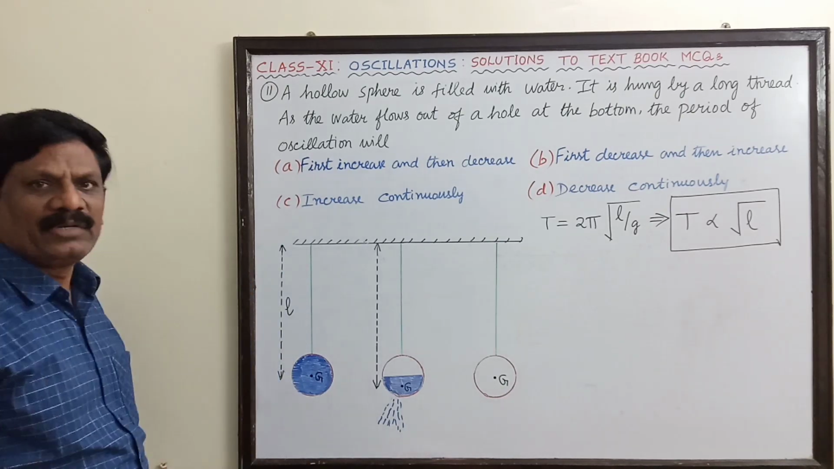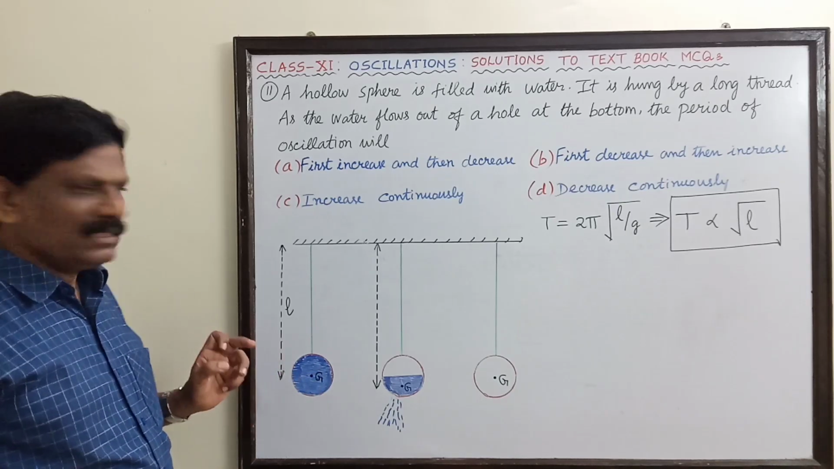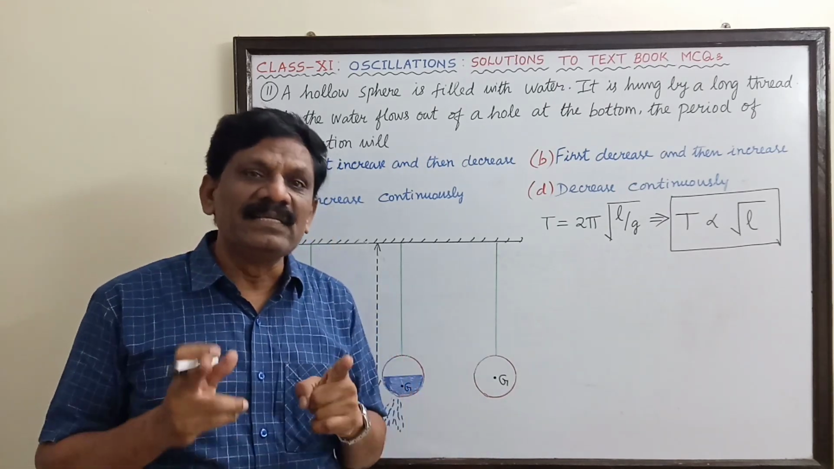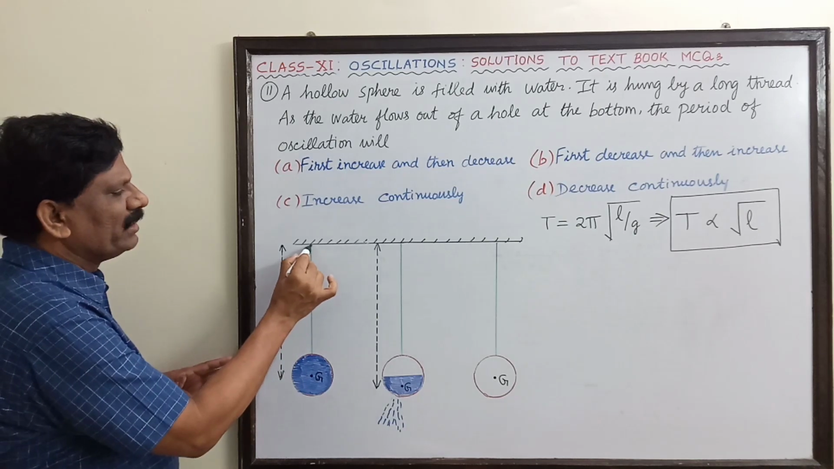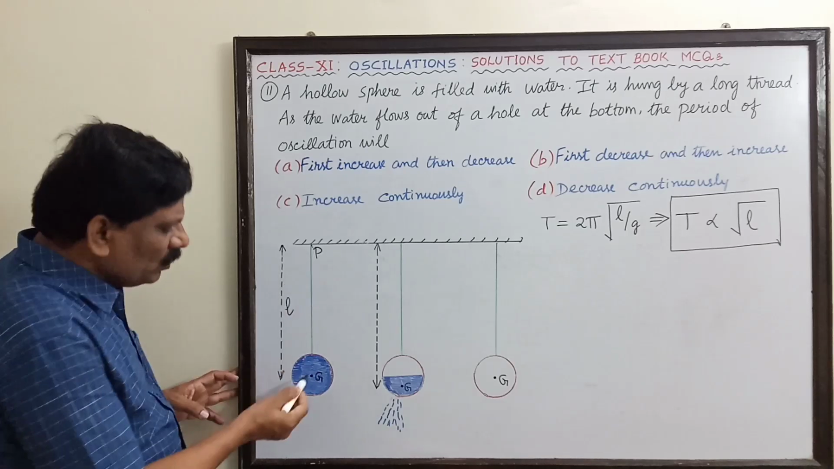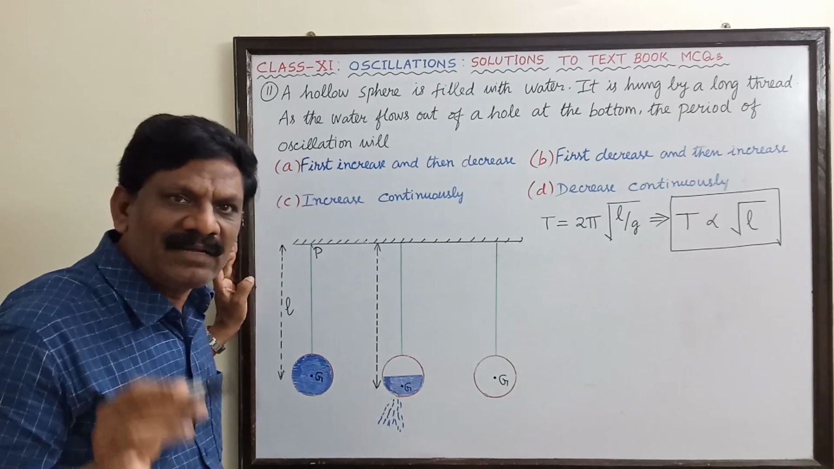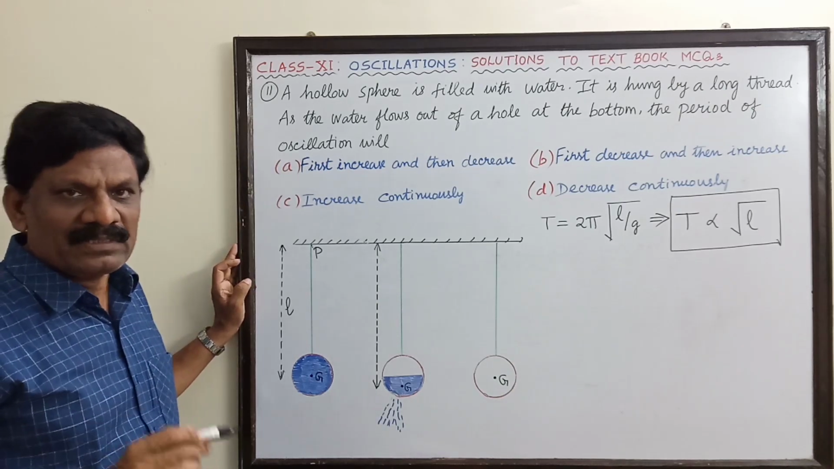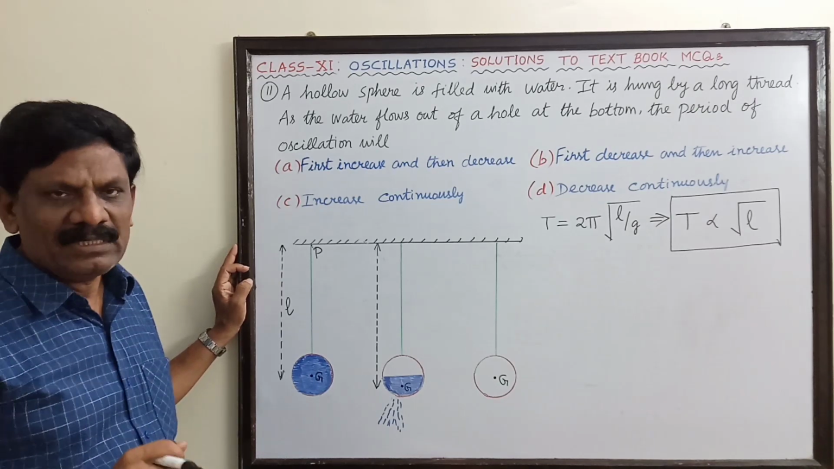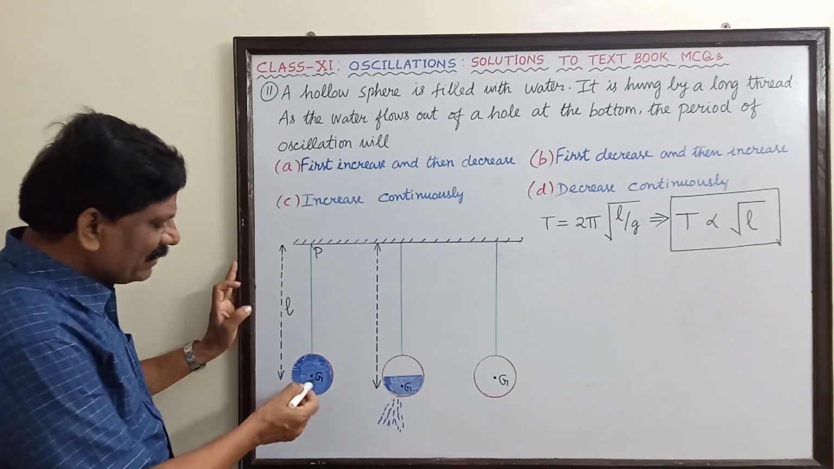Okay, now in the first picture you can see that the hollow sphere is fully filled with the water. So what do you mean by length of the pendulum? Length of the pendulum is the distance between the point of suspension, P, up to the point of oscillation. The point of oscillation is nothing but the center of gravity of the bob. So this hollow sphere filled with the water is called the bob here. It has some weight, and the weight of this bob acts at the center of gravity.